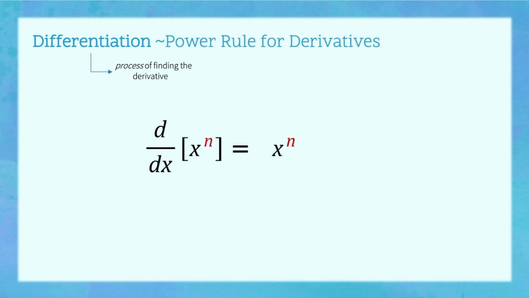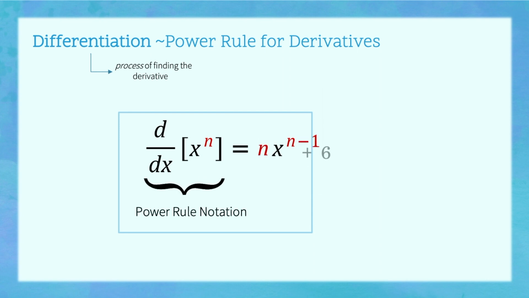Now, differentiation is the process of finding the derivative. The power rule is a differentiation method where you multiply the coefficient by the power and deduct the power by 1. Constants are eliminated during differentiation as they have no rate of change.